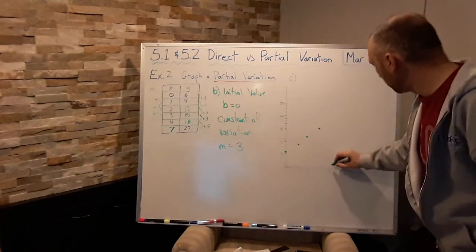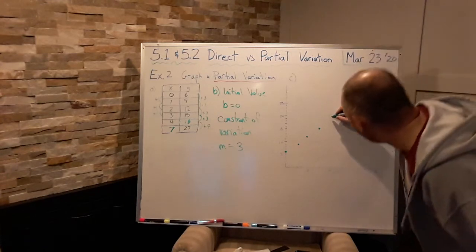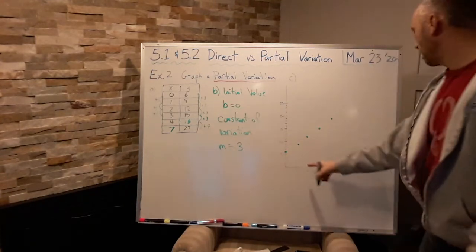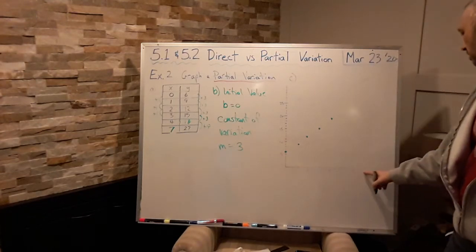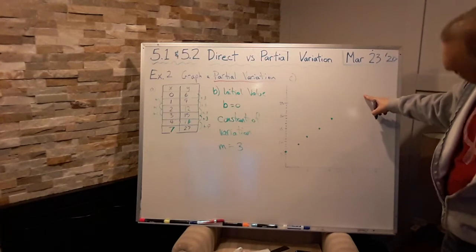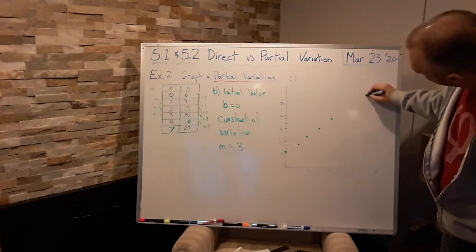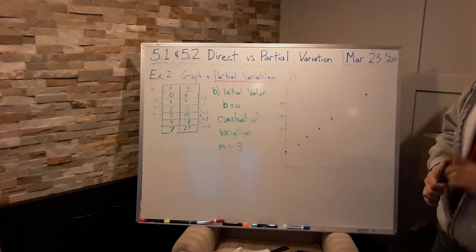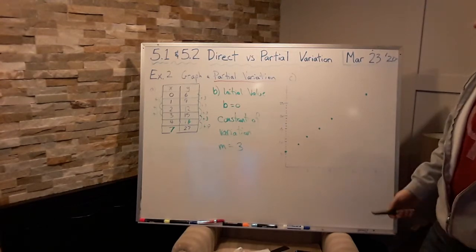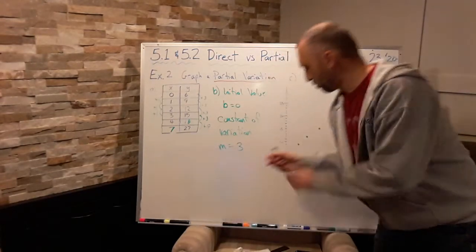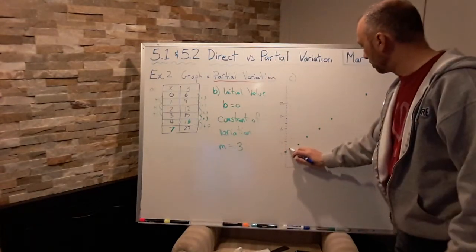4, 18, over to 4 and up to 18, something like this. And then 7, 27, I have to go all the way across to 7 and then all the way up to 27. So I'm going to say that's a point somewhere around here. Now, if we do it correctly, this should be a linear relationship, which means it should basically be a straight line that connects all of these dots.